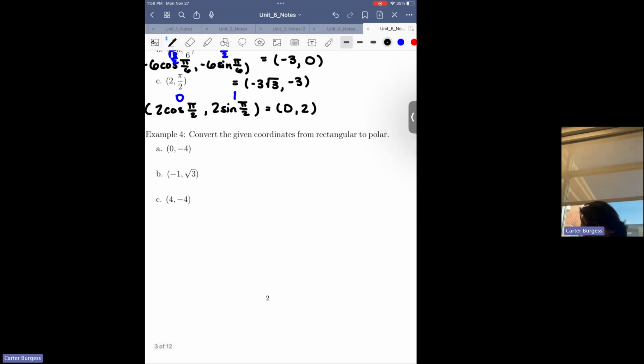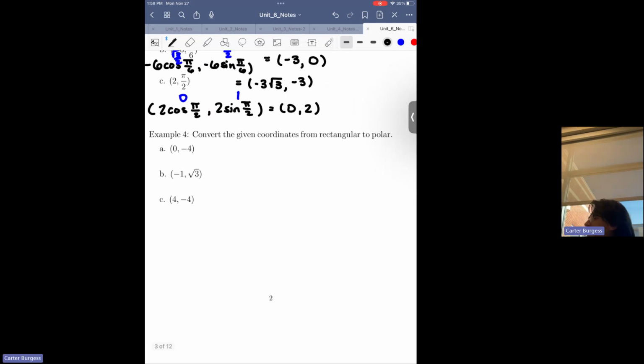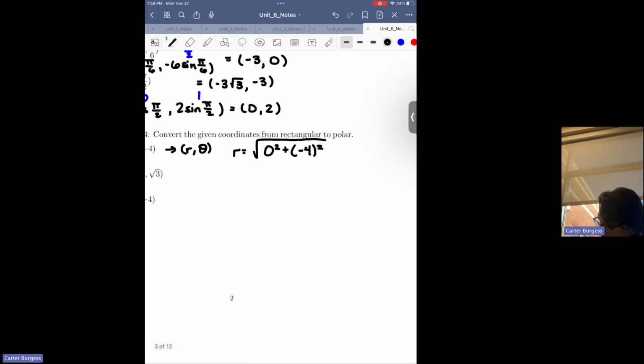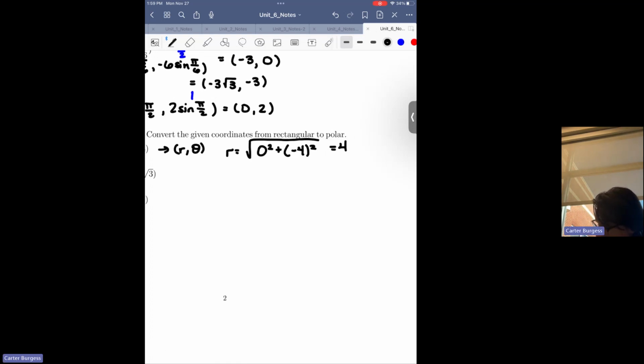So taking a look at 4a here, we are given rectangular coordinates this time. So 0, -4 is an x value of 0 and a y value of -4. We want to translate this into some kind of r comma theta. We'll start with the r value here. R being equal to the square root of 0 squared plus -4 squared, which should just give us an R value of 4.